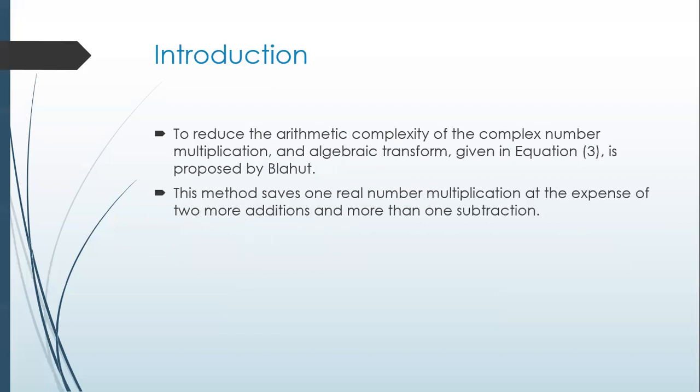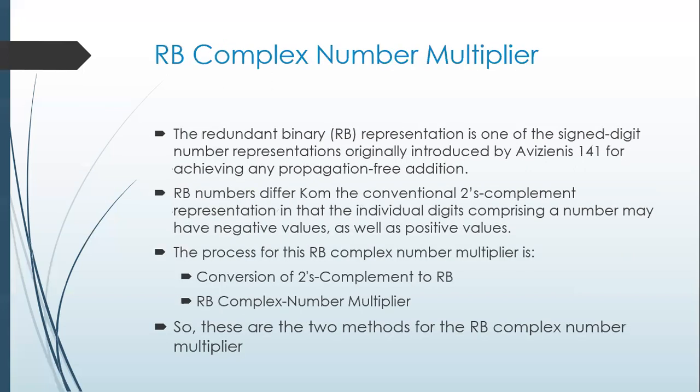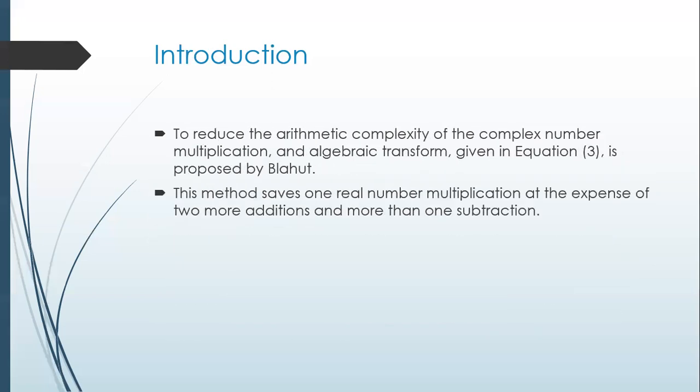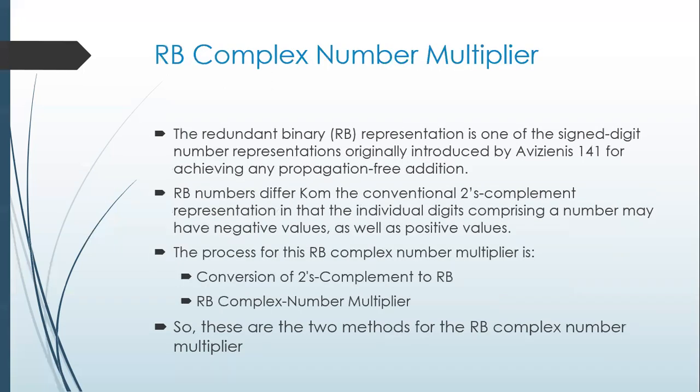To reduce the arithmetic complexity of the complex number multiplication and algebraic transform given in equation 3, that is, the previous equation proposed by Balhet. So this is A into B, the multiplication proposed by Balhet. It is very complex, and this method saves one real number multiplication at the expense of two more additions and more than one subtraction.